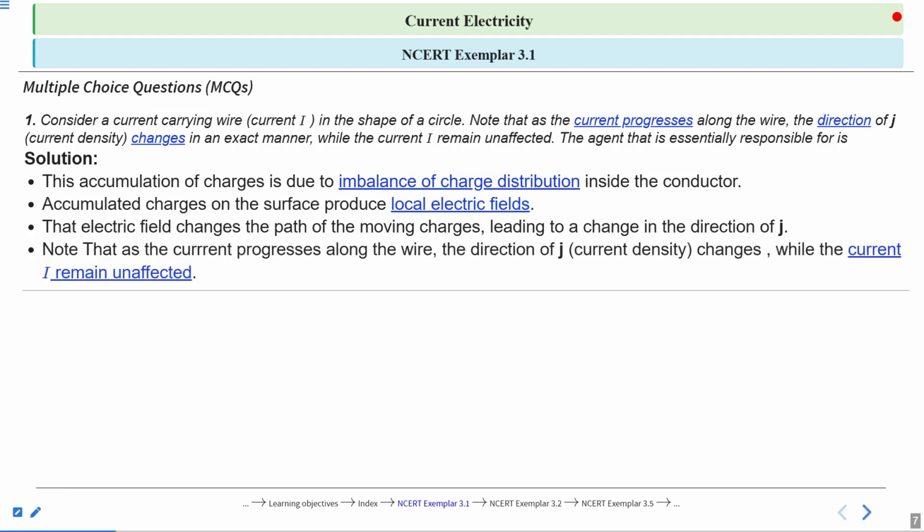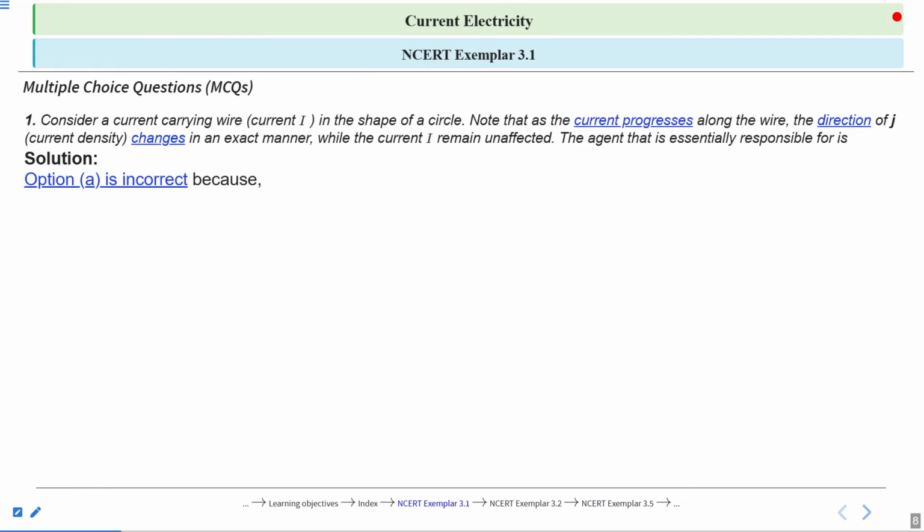Note that as the current progresses along the wire, the direction of J changes only, while the current I remains unaffected, because I is a scalar quantity. The amount of current will not change. So current remains unaffected. Only the direction of J, the current density, will change.